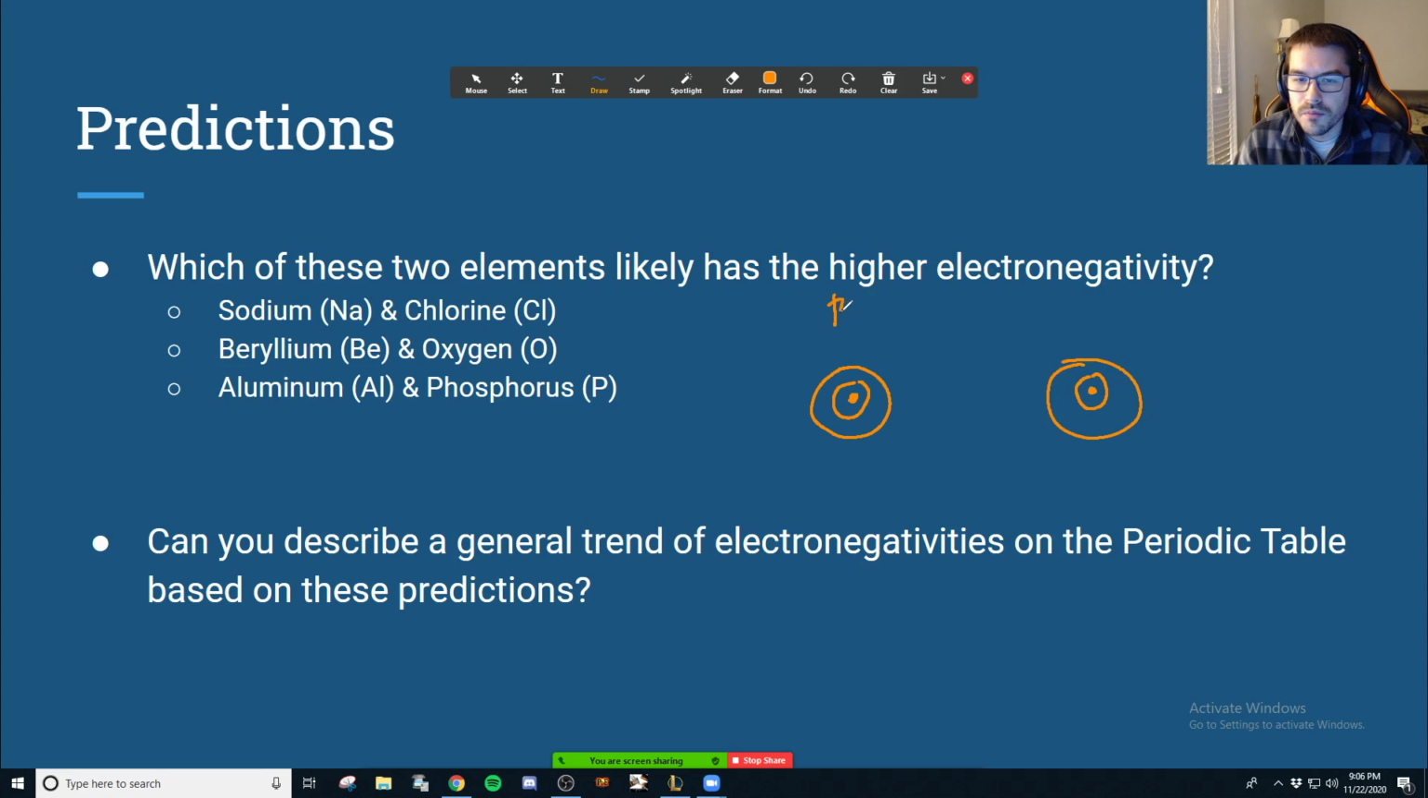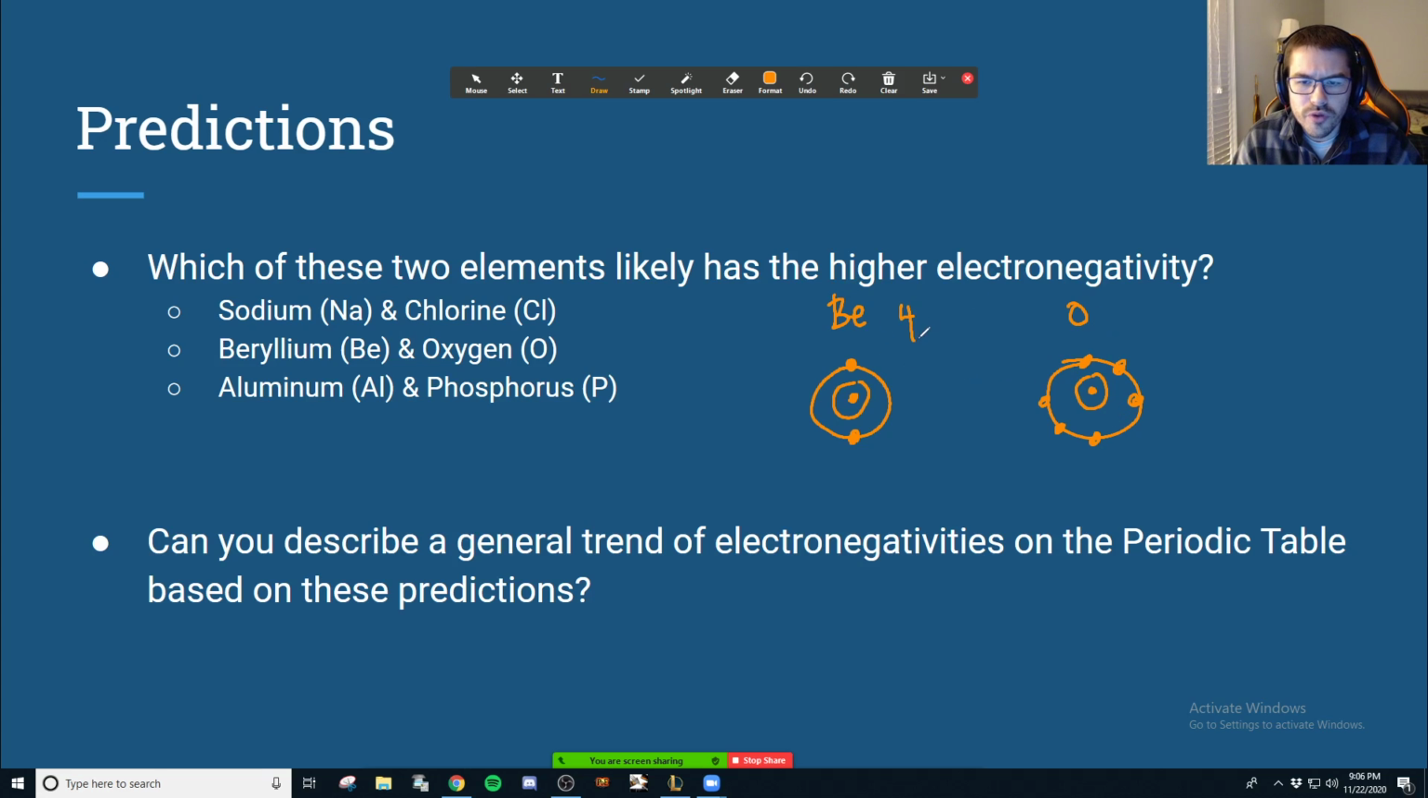Here's oxygen. I'm not going to draw all the electrons, but I'll draw a few of them, the outer ones. So beryllium has 2 valence electrons, oxygen has 6. All right, so the question is, what happens? Which of these elements is likely to have the higher electronegativity?